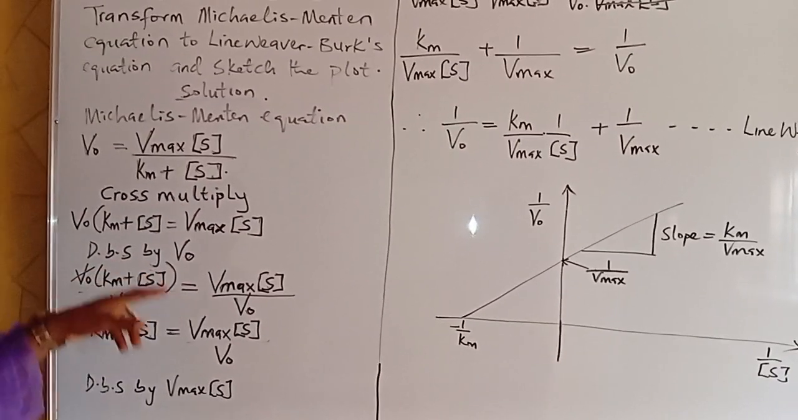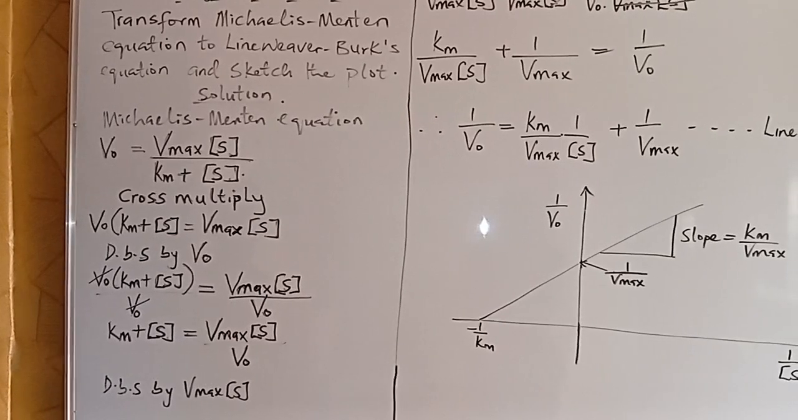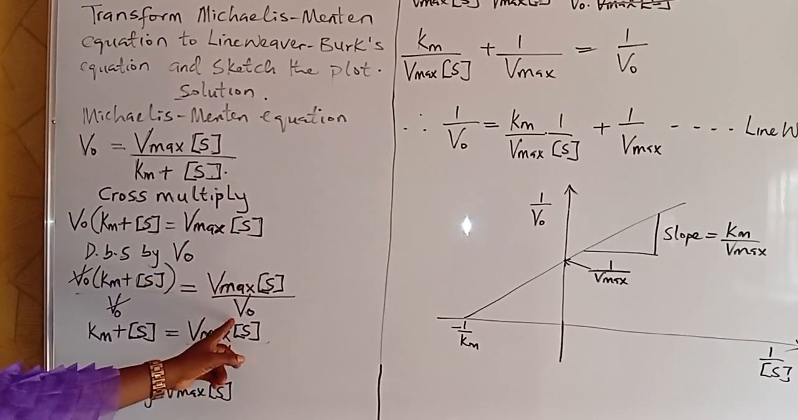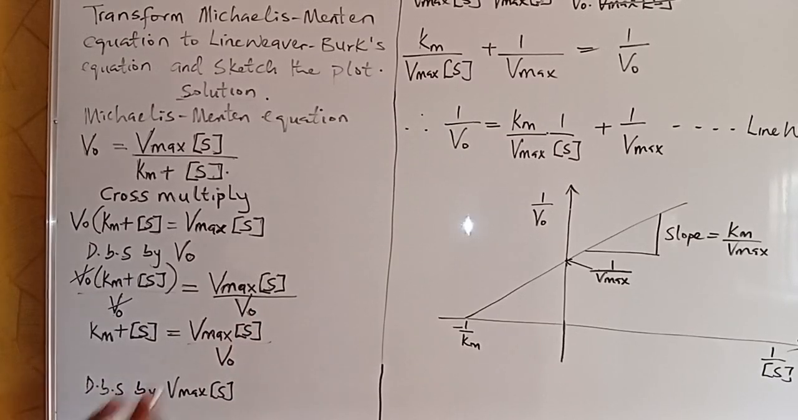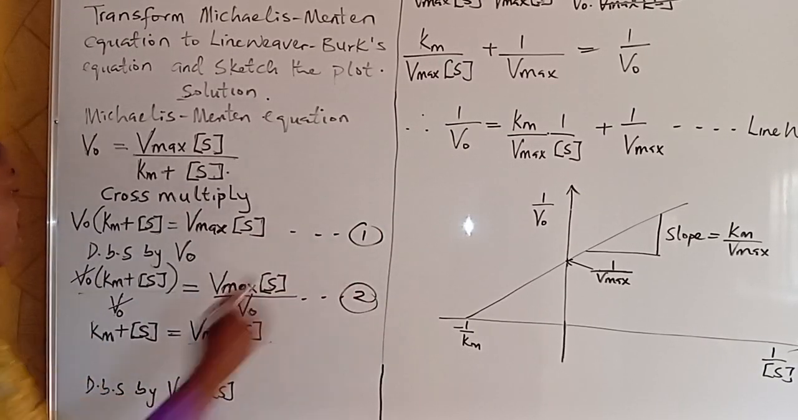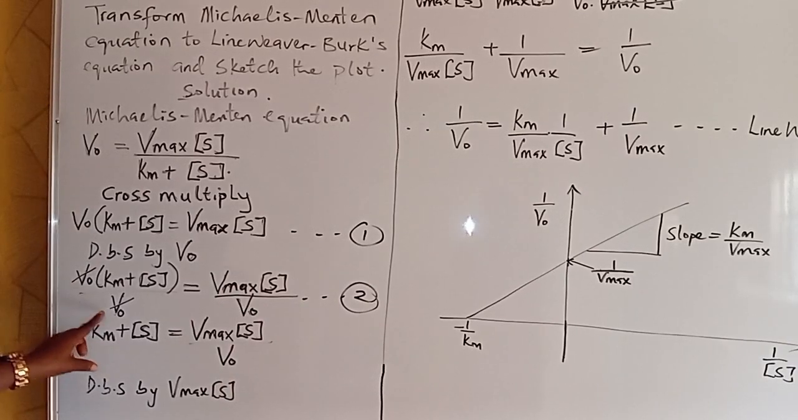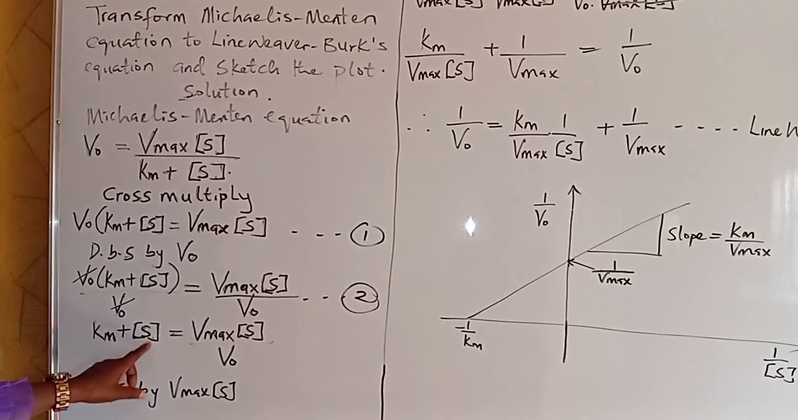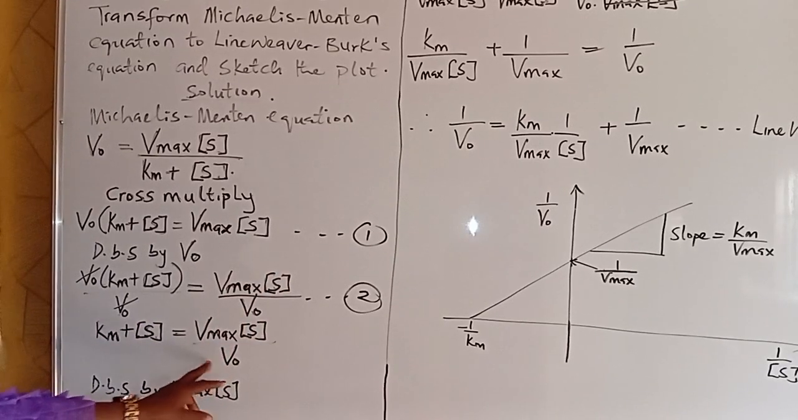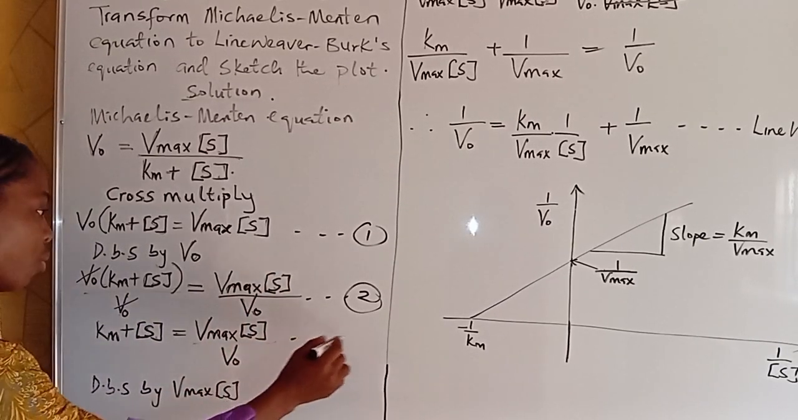And then we divide both sides by the initial velocity. So all of this is divided by V0, all of this divided by V0 at this point. We can call this equation 1, and this equation 2. If you divide, this V0 cancels out, so we're left with Km plus substrate concentration. And this remains the same, nothing is lost over here, to give us equation 3.